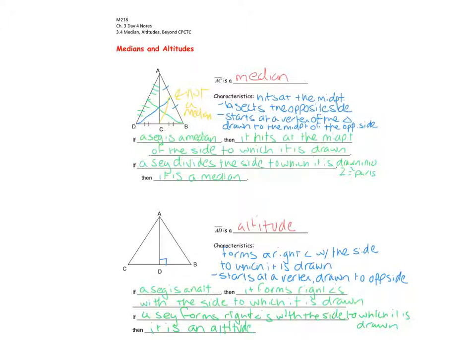Just like with the median, we can draw an altitude from any vertex to any side. As long as we're forming a right angle with the side that we're drawing it to, it's an altitude. We do have a special case for an altitude in an obtuse triangle. In an obtuse triangle, the altitude actually has to fall on the outside of the triangle. So that is possible as well, to have an altitude fall on the outside of a triangle. It usually only happens if the angle is obtuse though. We will see how to use these new theorems in our proofs in just a couple minutes.